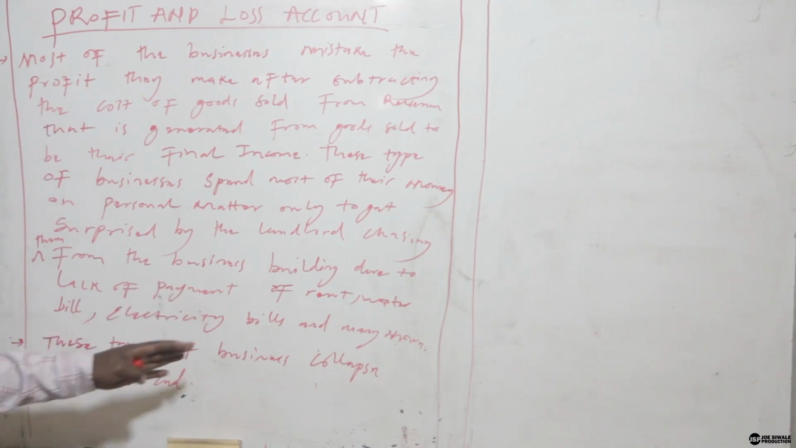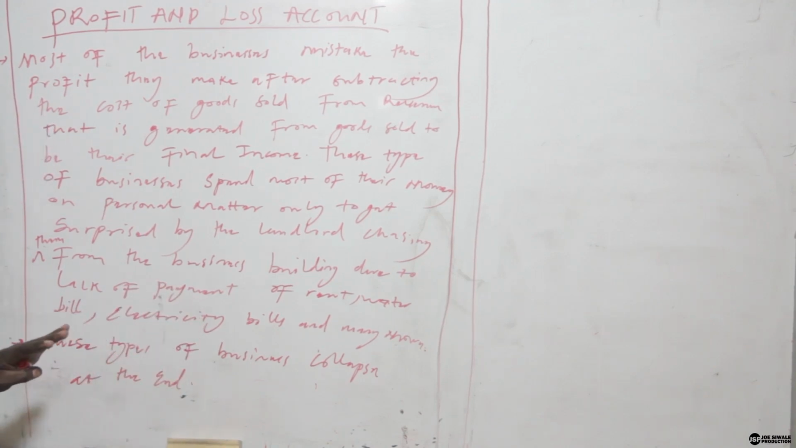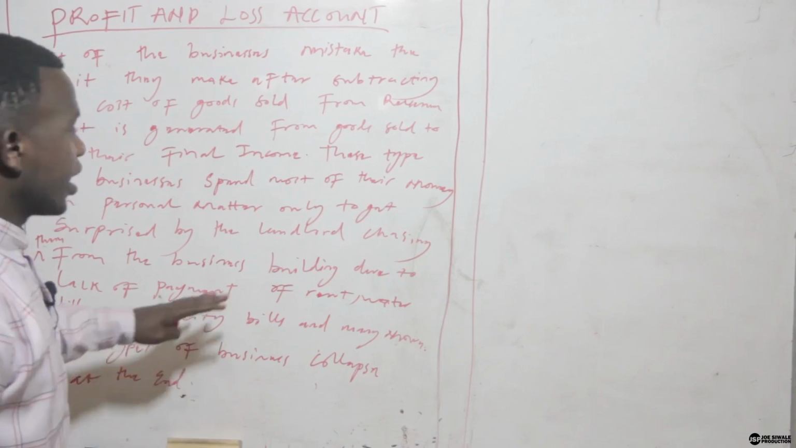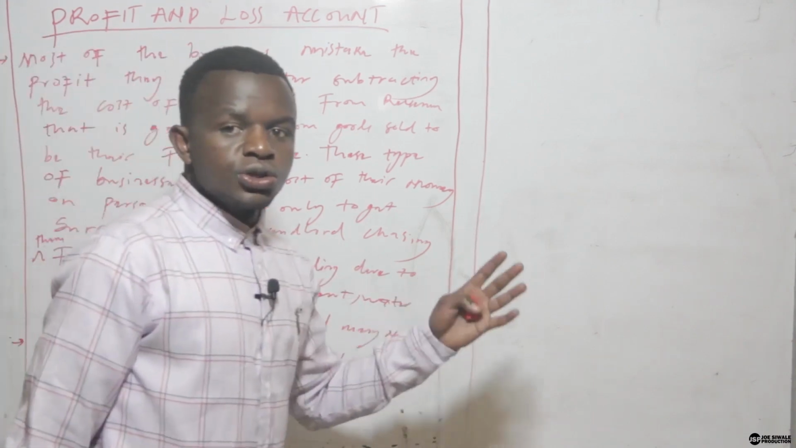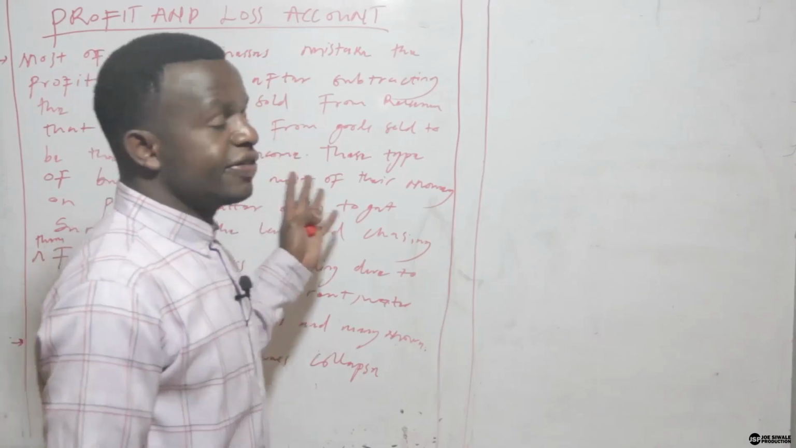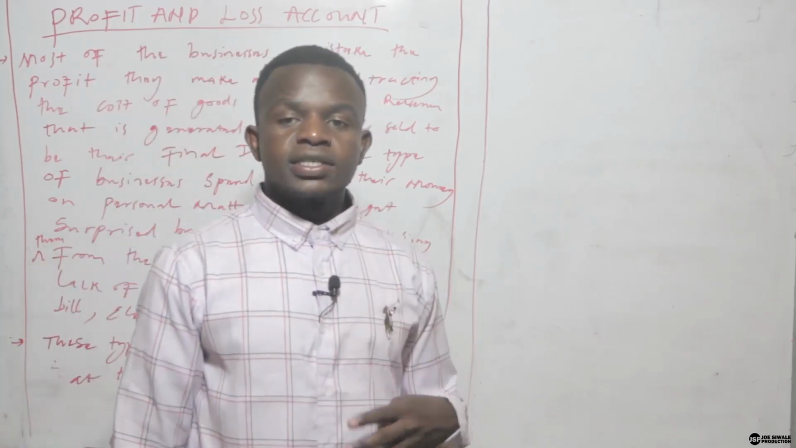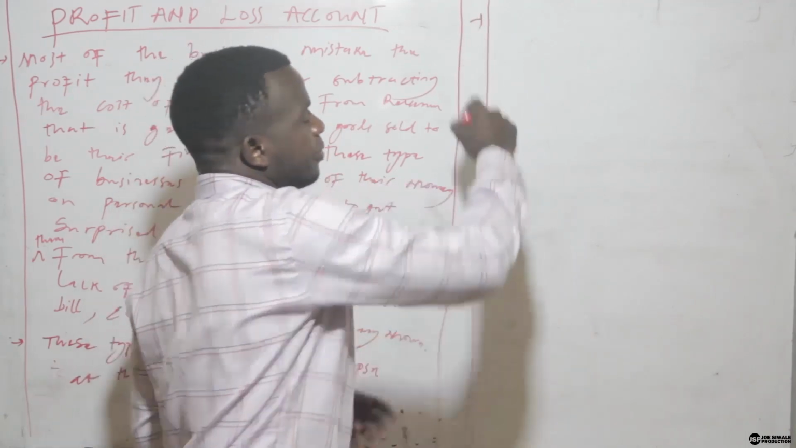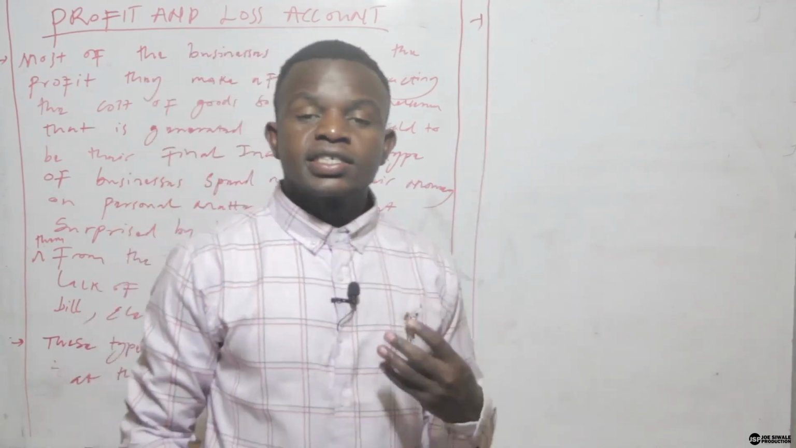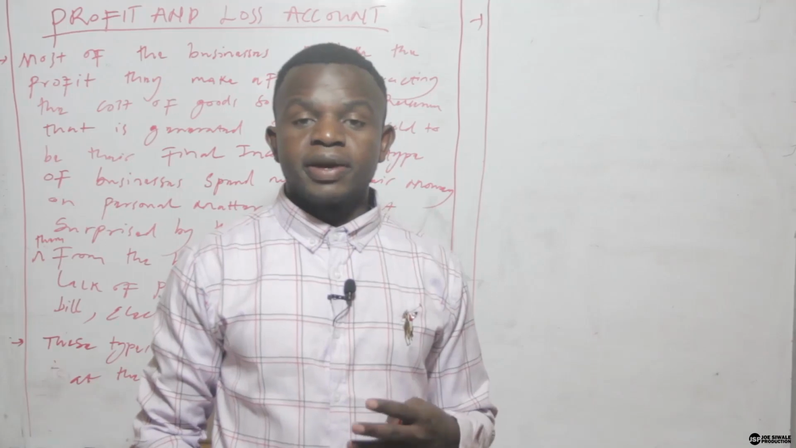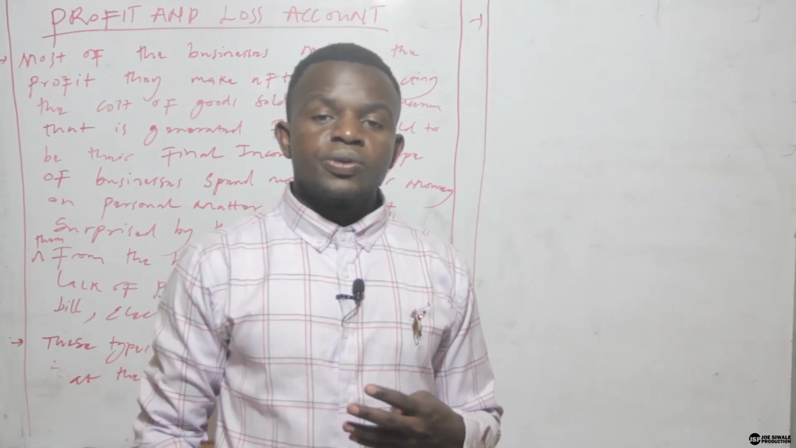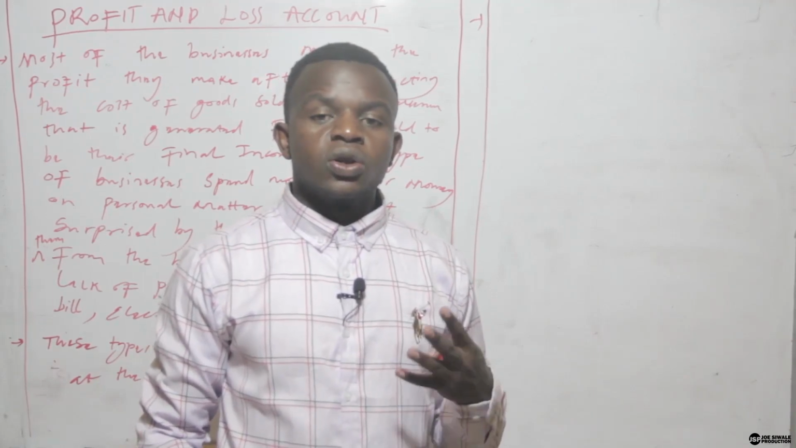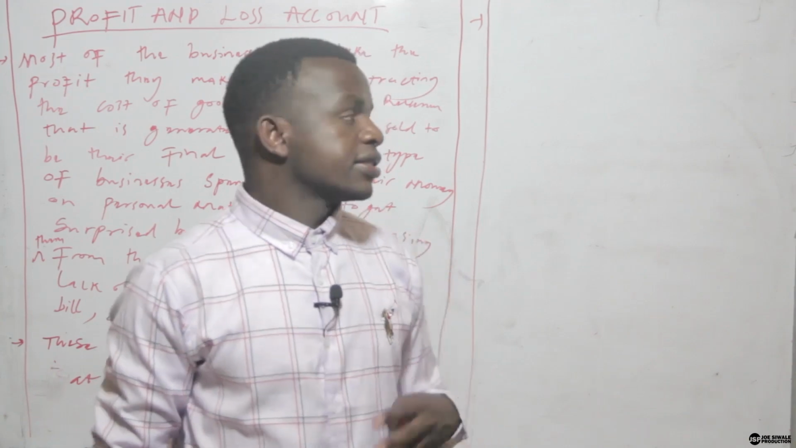So due to these reasons, these types of businesses collapse at the end. So due to the reasons that I've given, it is important to look at the profit and loss. And I've said that the profit and loss account is the financial statement that is prepared by businesses to show the net profit or loss of the organization.